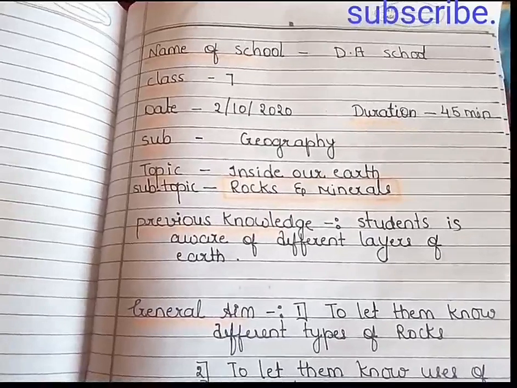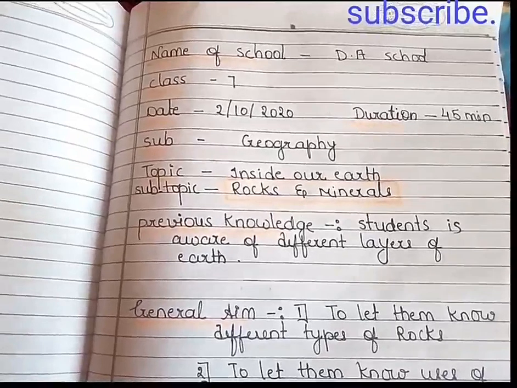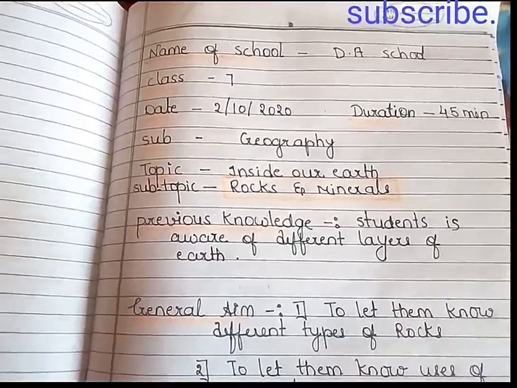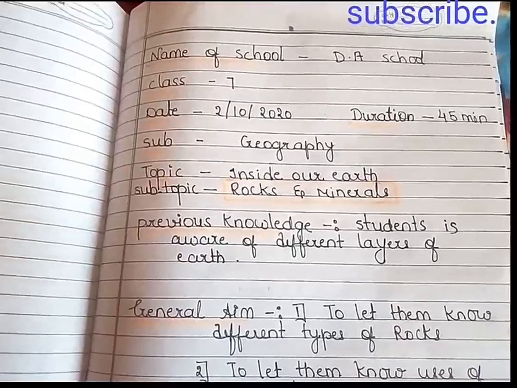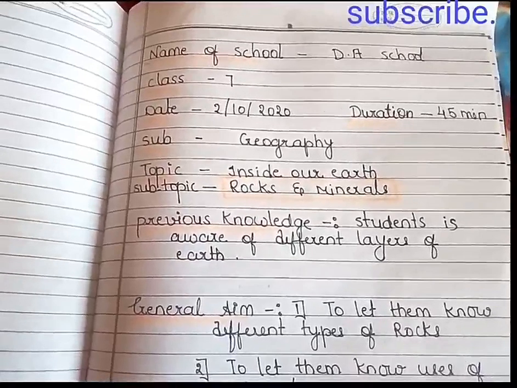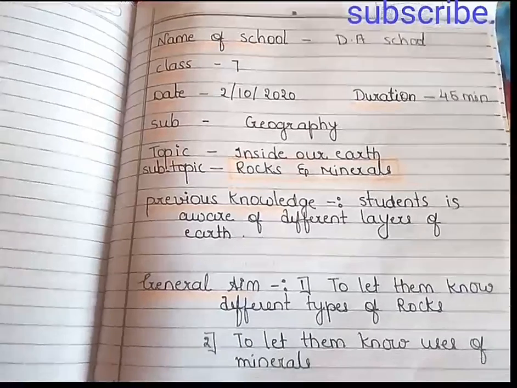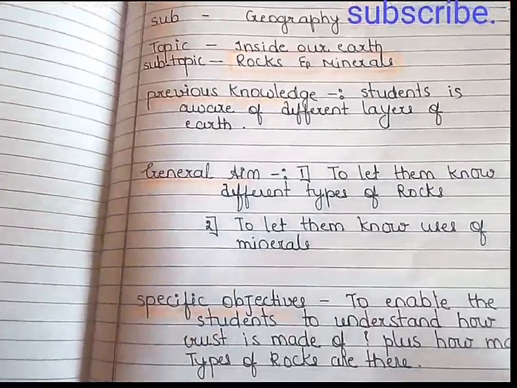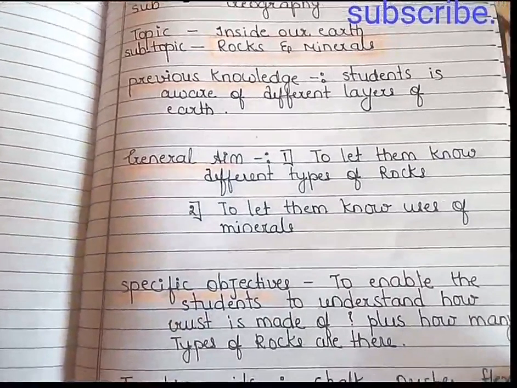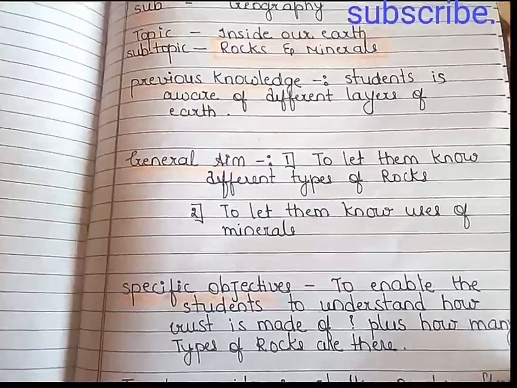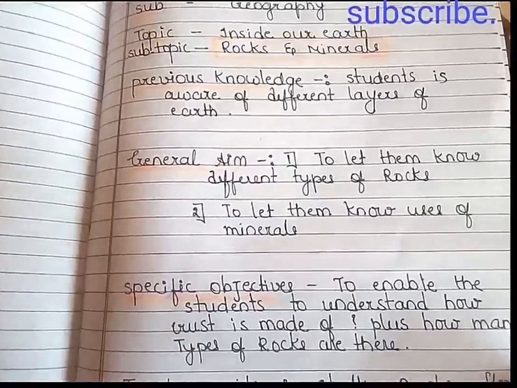The subject is geography. So first is previous knowledge. Here we have to write what the student is already aware of. So the student is already aware of the different layers of earth that they have already learned in the chapter inside our earth, and to let them know uses of minerals means we want to explain to them what minerals are and what their uses are.